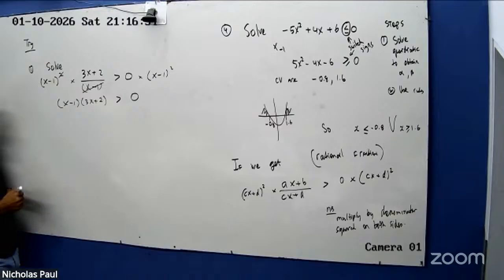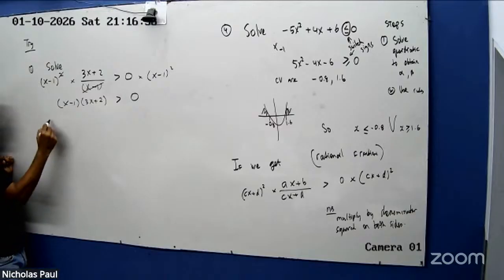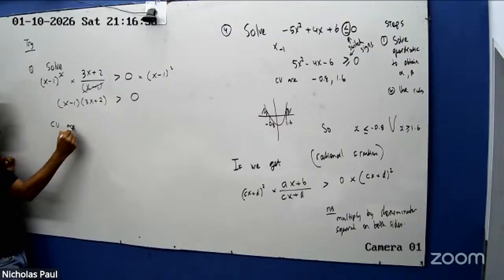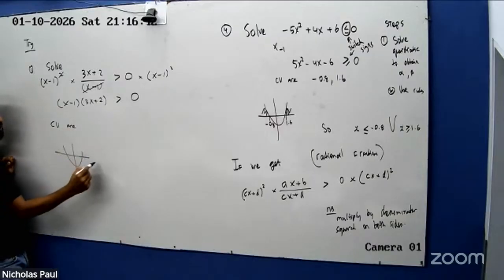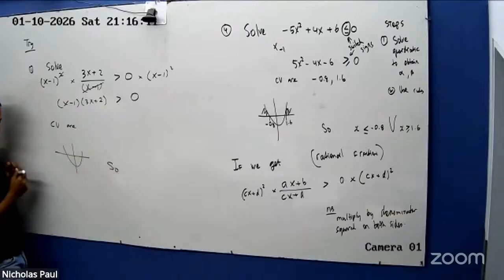Right? Get your critical values. You can expand if you want, you don't have to. Get your critical values. Do your sketch and tell me what the solution is.